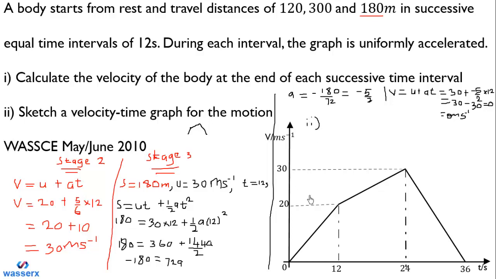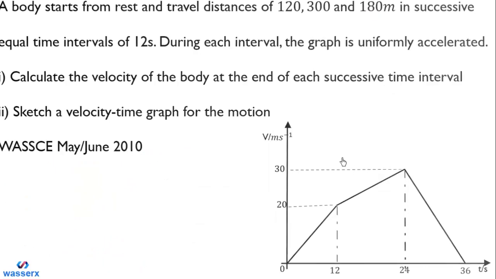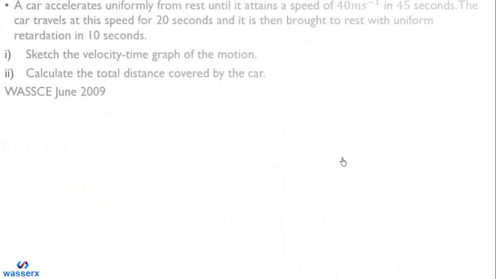So this is part 2. We've seen the velocities at each stage. We're asked to calculate the velocity of the body at each stage. So we saw the first one to be 20, then the second one to be 30, then the final one to be 0 meters per second. Now let's proceed to the next example.